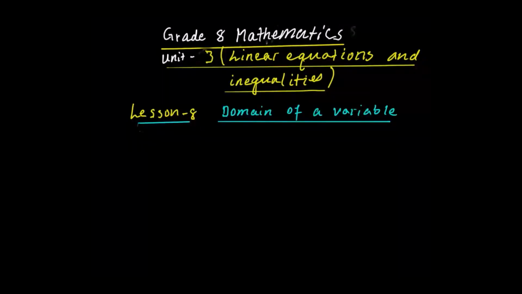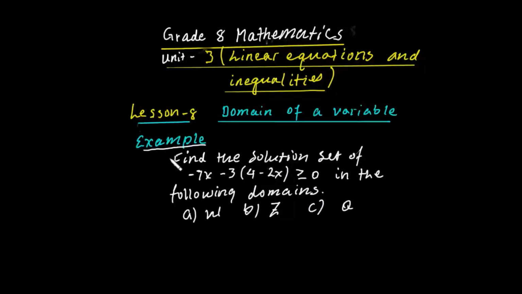ስለዚህ ሌሰን ኤታችን ይሄም መሆኑን ታውቁት ነው። ኔክስት ሌትስ ራይት ዘ ኤግዛምፕል ፈርስት። ዘ ኤግዛምፕል ኢዝ ዚስ ዋን። Find the solution set of this inequality minus 7x minus 3 in bracket 4 minus 2x greater than or equal to 0 in the following domains. አንደኛው A set of whole numbers, B set of integers and C rational numbers። ከነዚህ ከሶስቱ የተለያዩ ሴት ውስጥ እስቲ የዚህን ሶሉሽን እንውሰድ ማለት ነው። ስለዚህ ምንድነው የምናደርገው ነው?